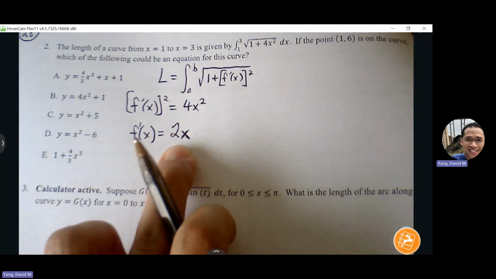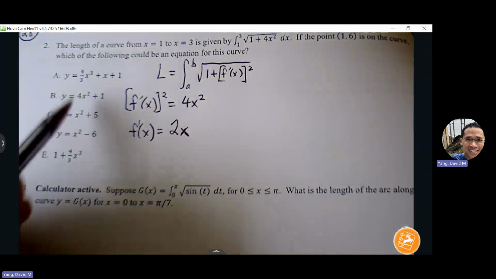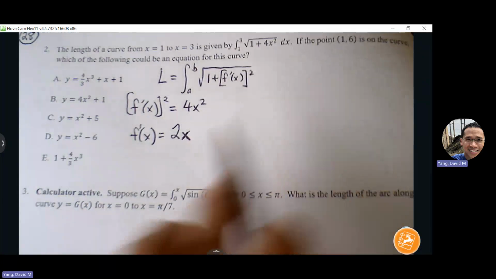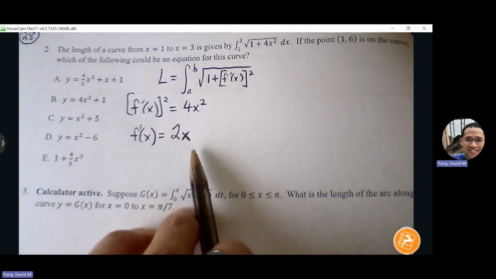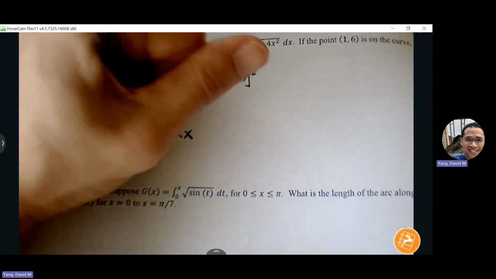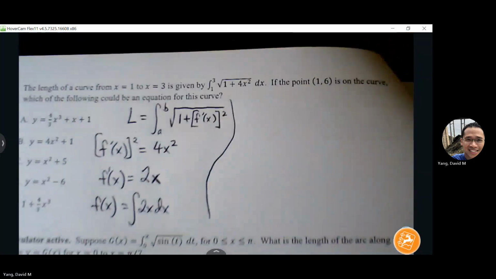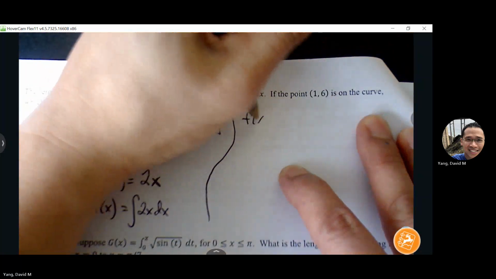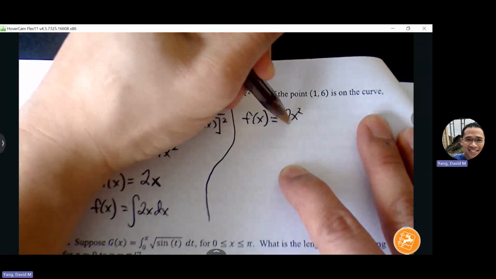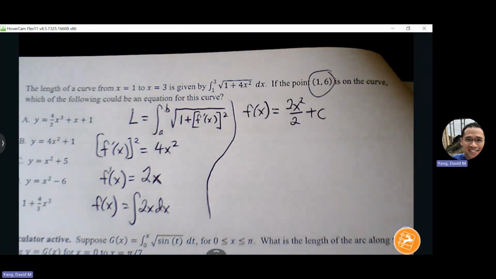Now, technically, it could be 2x or negative 2x, but looks like by the way that our answer choice is given, and it's also the ordered pair (1, 6), so that's probably going to still be positive. So if my f prime is 2x, how can I get to f of x? Integrate. Yeah, integrate. 2x becomes x squared plus c. And that's where that point is coming in. It's going to help us find that c value.